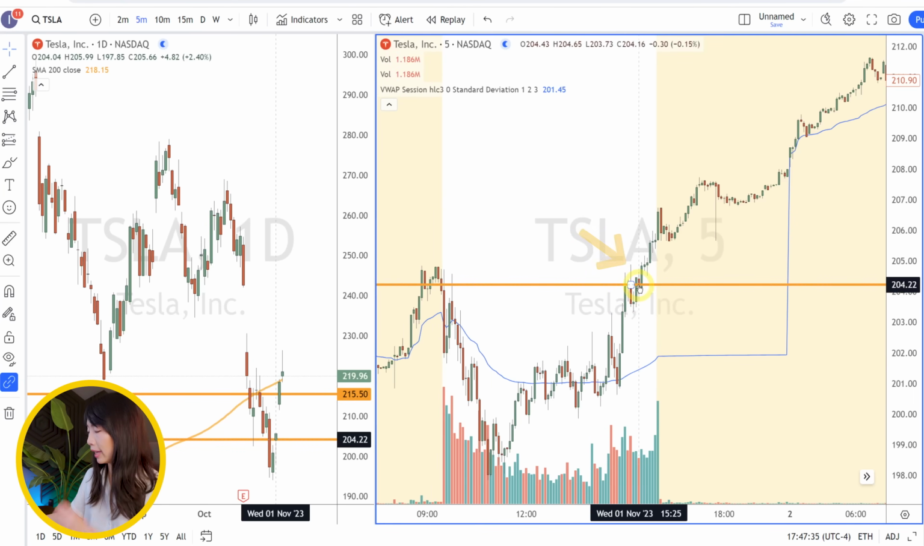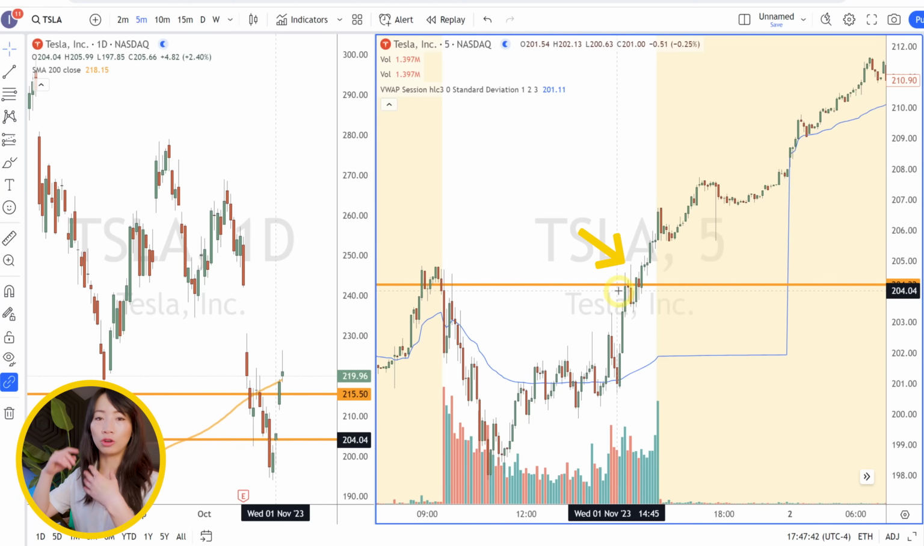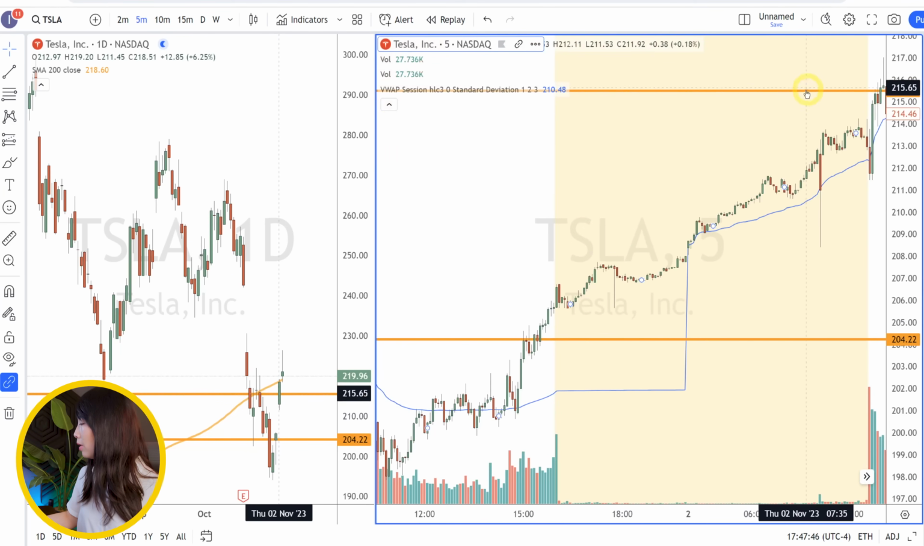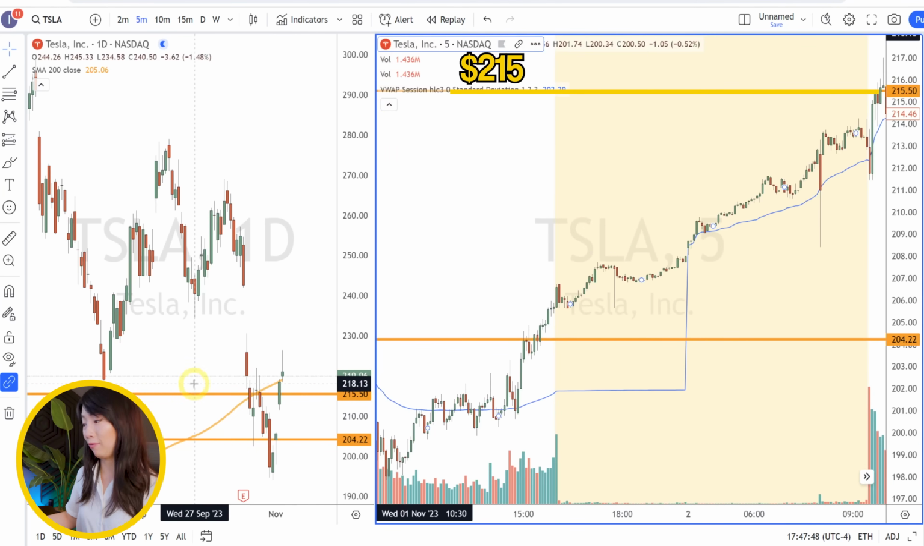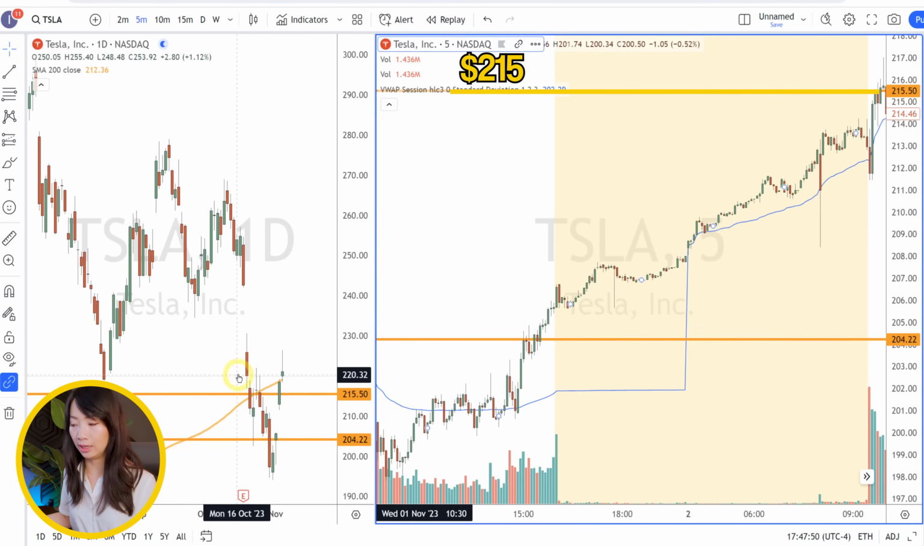And that's why I took my entry here near the end of the day with the intention of swinging this overnight for a potential gap up or a morning spike into that area of 215s or potentially even higher to 219s if I get it, to sell it. Now, I think a lot of new traders will be asking, oh my God, but that's like a 10-point gap up. That's a little bit too aggressive.